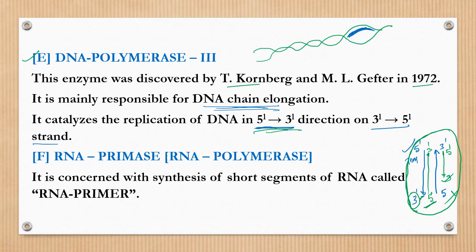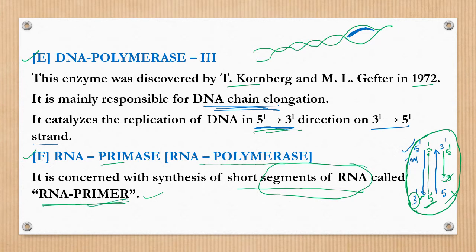Next enzyme F, RNA primase enzyme. This enzyme is also called RNA polymerase. It is very essential. It is concerned with the synthesis of short segments of RNA called RNA primers. So this RNA primase is required to synthesize short segments of RNA. These short segments are called RNA primers.